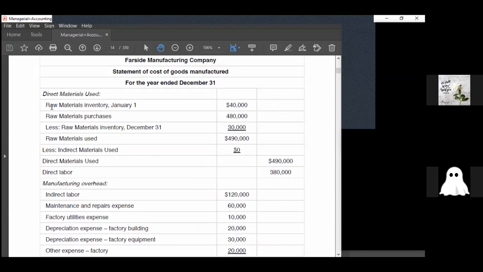So similar is what we are doing with raw material here. Raw material used is 490,000. So there is raw material at the start of the period at 40,000 plus what you purchased 480,000 minus what is left at the end of the year, again 30,000. So what you consume during the year is 490,000. That is 40,000 plus 480,000 minus 30,000.